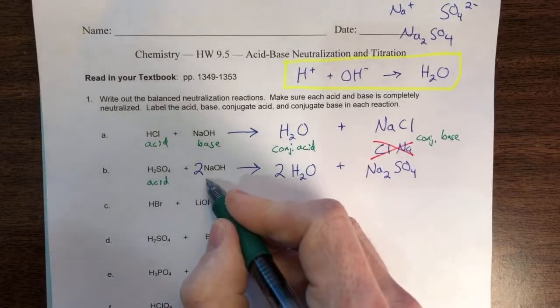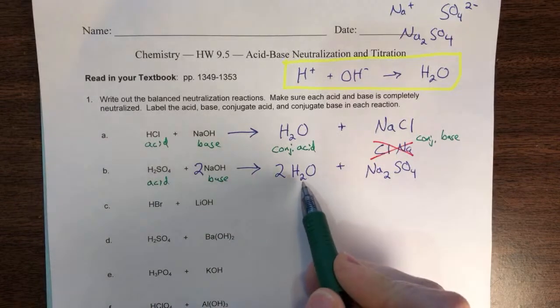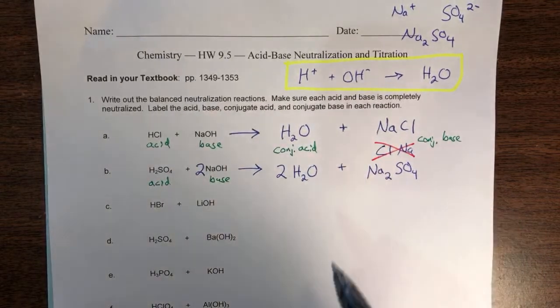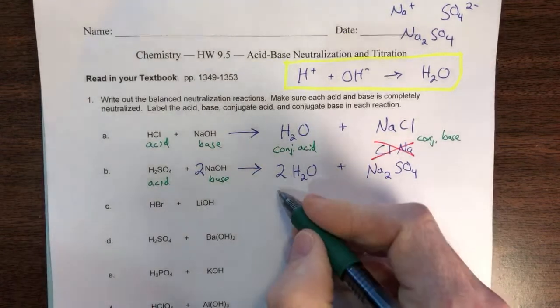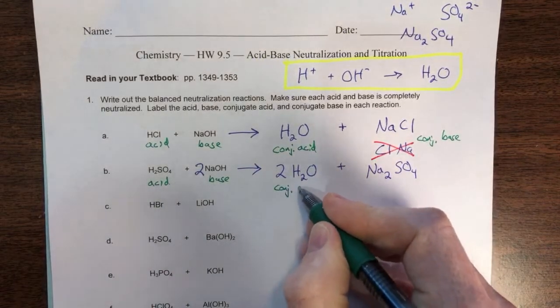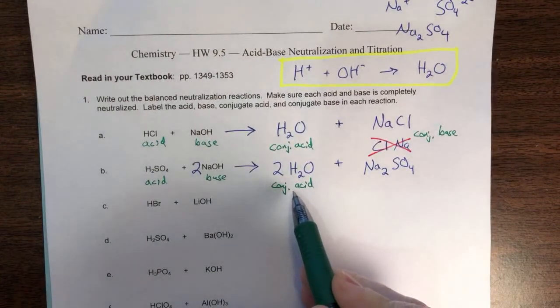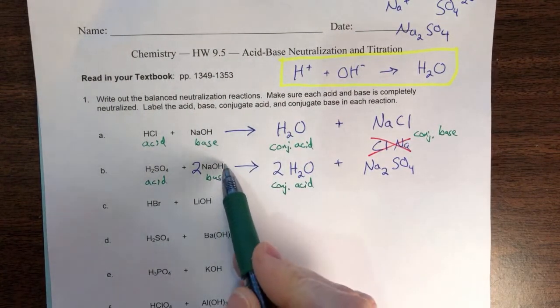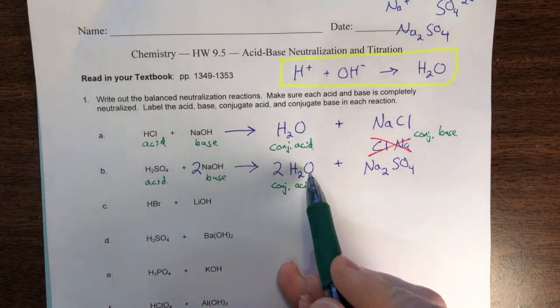Sodium hydroxide is still our base. Okay? And once again, in all of these examples, water is going to be your conjugate acid for two reasons. First of all, because it's got an H in front, so it must be some form of acid, according to Bronsted-Lowry at least. And secondly, because we say, okay, this is our base. When the base receives an H+, it turns into H2O.